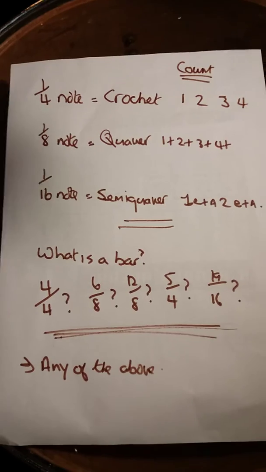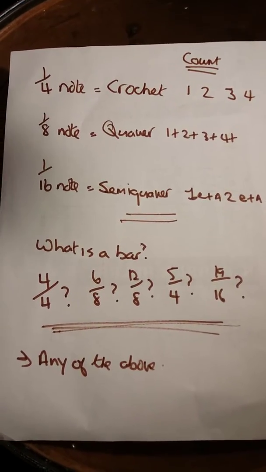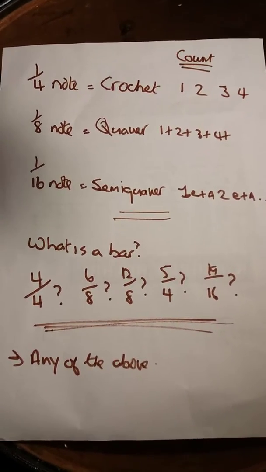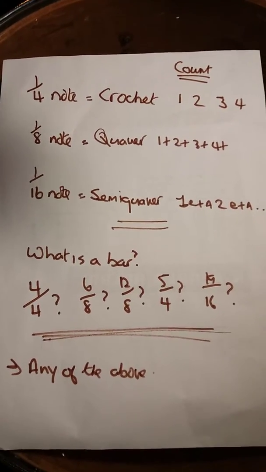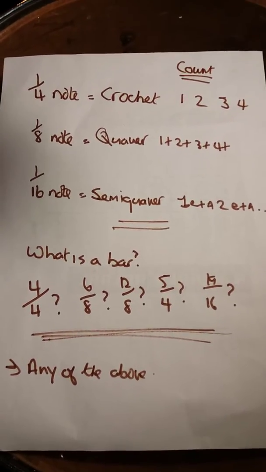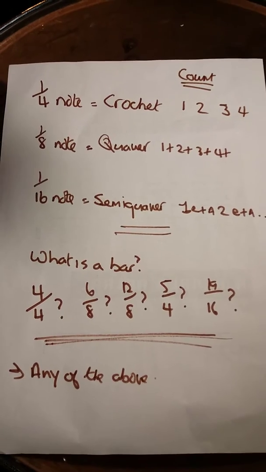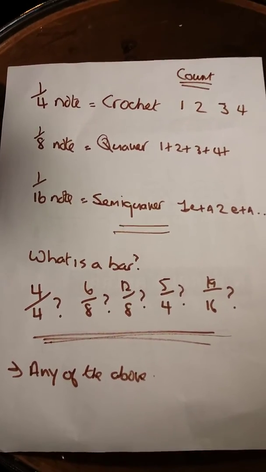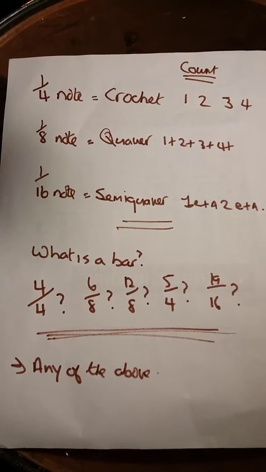So let me give you a quick crash course in understanding values and how you count them and what you can do with them, okay? So a quarter note or a crotchet, and excuse my very poor handwriting, I just scribbled this down a few minutes ago. A quarter note or a crotchet is counted simply 1, 2, 3, 4.